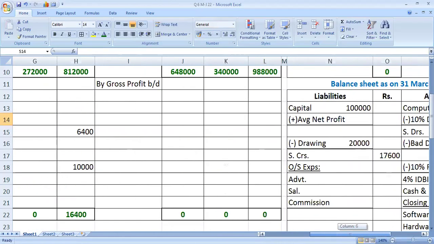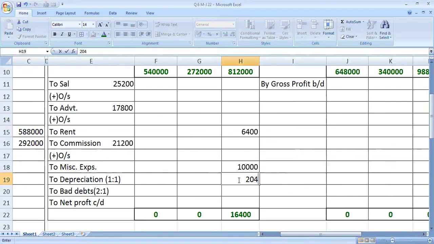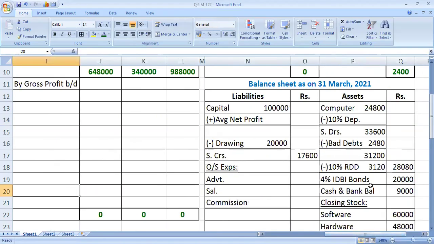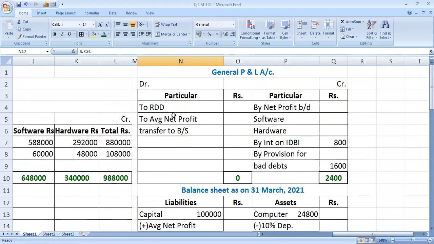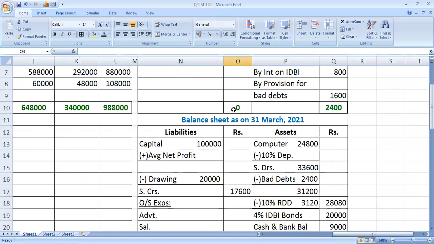Bad debts 2,400, sorry, 2,400 is the bad debts. Bad debts 2,400. And second effect of RDD, general profit and loss account debit side, 3,120.